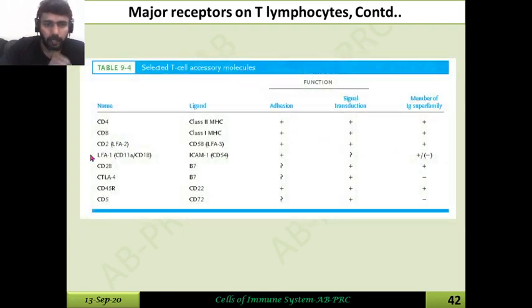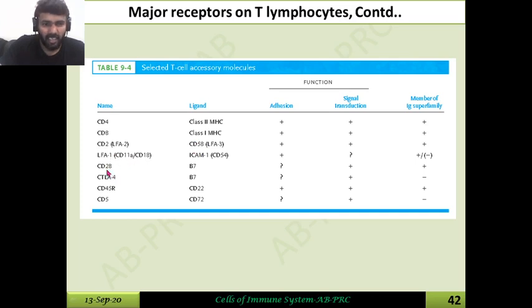Yeah, you can see the other common receptors. CD4, CD8 already we discussed. Then CD2, and the function and the family of that receptor. All those things are given here. In addition to the common T cell receptor, all these are the other receptors and their corresponding ligand. CD4 interacts with class 2 MHC, CD8 interacts with class 1, then CD2 interacts with CD58, right.